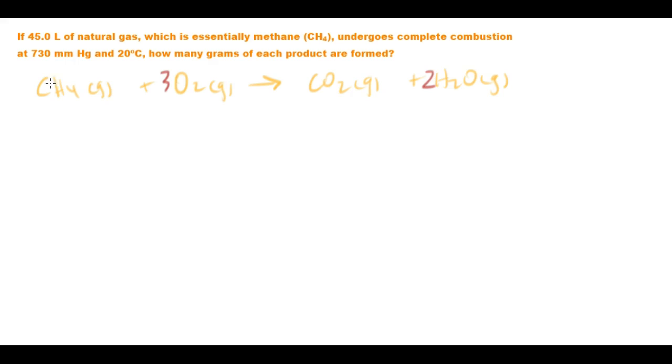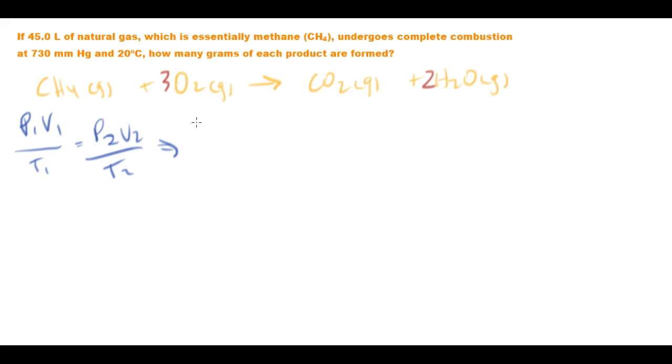First things first, we have 45 liters, and this combustion is not happening at STP, it's happening at 730 millimeters of Hg, of mercury, and at 20 degrees Celsius. Now STP is 760 millimeters of Hg. So we need to find out what the volume is going to be at STP, and we can find that out using the combined gas law, which is P1 V1 over T1 equals P2 V2 over T2.